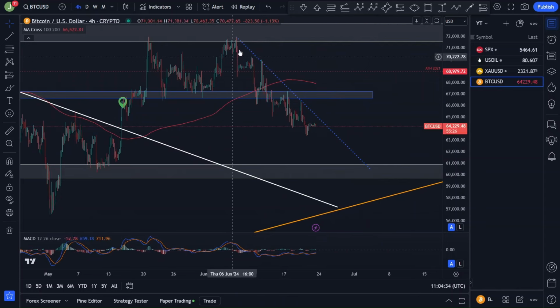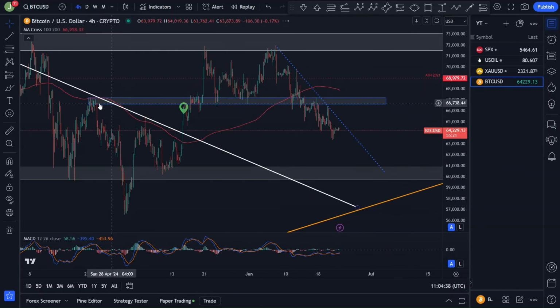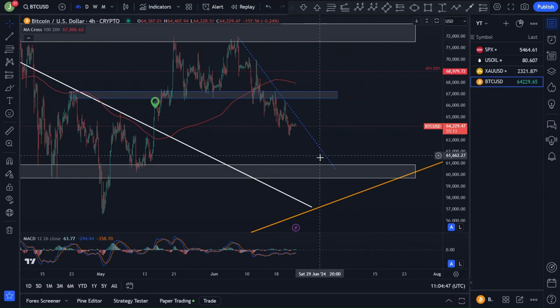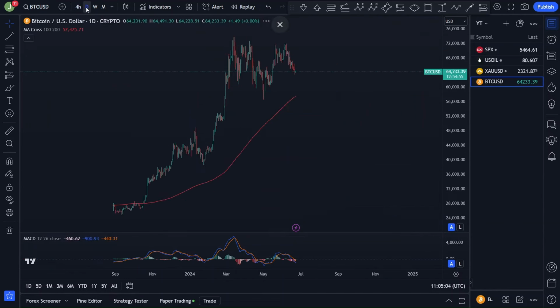I was able to draw this 4-hour blue dotted downtrend line. We are below the 4-hour support and resistance zone and also below the 200 moving average. I think price will continue declining a little bit, but my expectation is that price will find support somewhere around this area, and from there on we will see Bitcoin bottom out, and from there again rising prices.